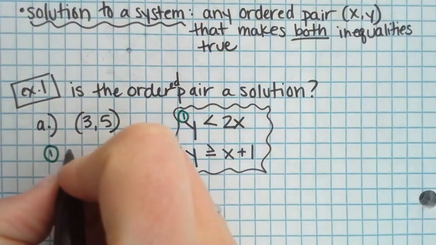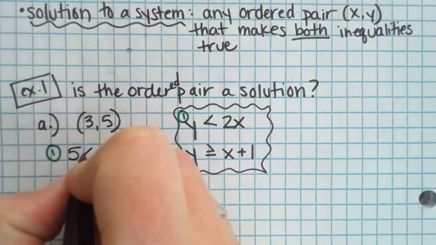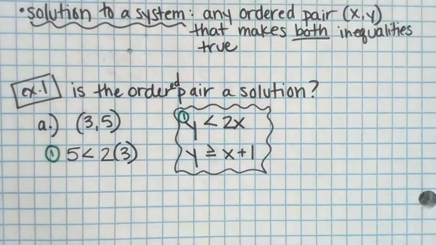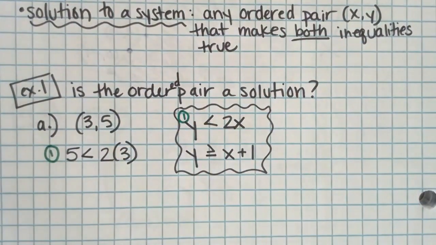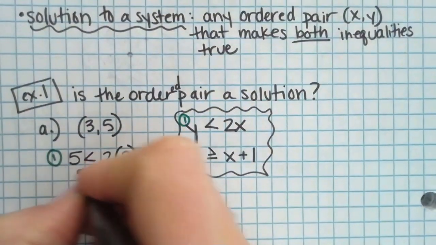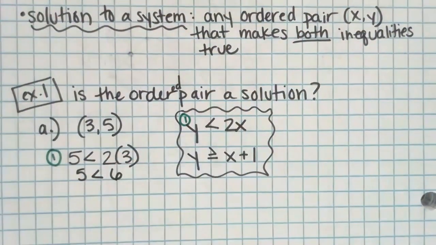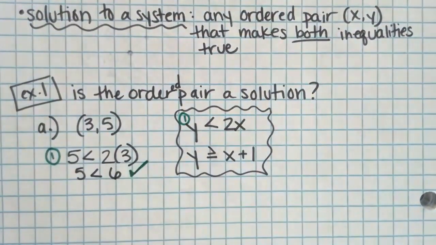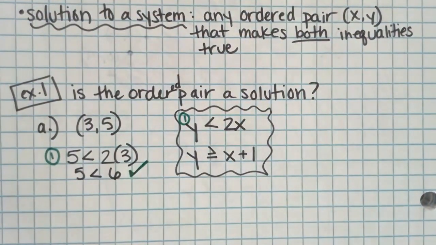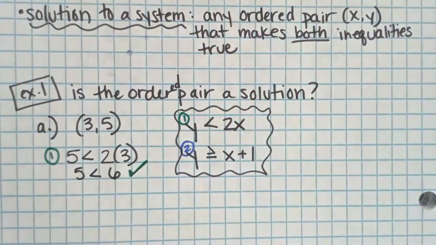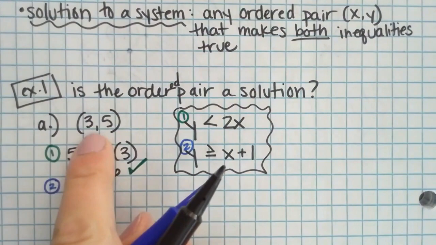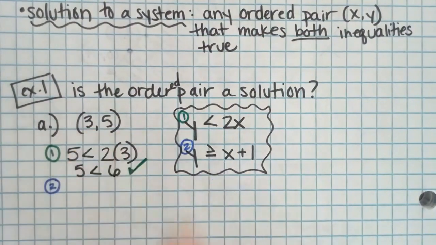Okay, we'll plug in y, 5, is less than 2 times x, which is 3. 5 is less than 2 times 3. When we simplify, we get that 5 is less than 6. Is that true? Yes. So far, so good. It is definitely a solution to one of our 2 inequalities. So then we need to also plug it into the other one, because we can't say that it's a solution to the system unless it works for both.